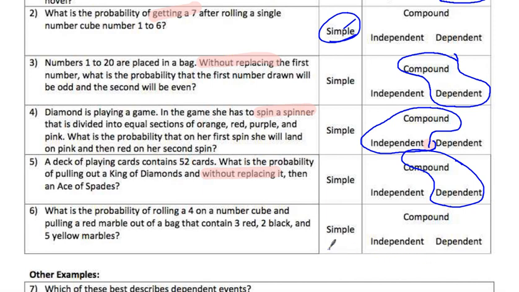What is the probability of rolling a 4 on a number cube and pulling a red marble out of a bag that contains 3 red, 2 black, and 5 yellow? Well, there's two things happening, and rolling a cube has nothing to do with grabbing a marble, so they are independent of each other.